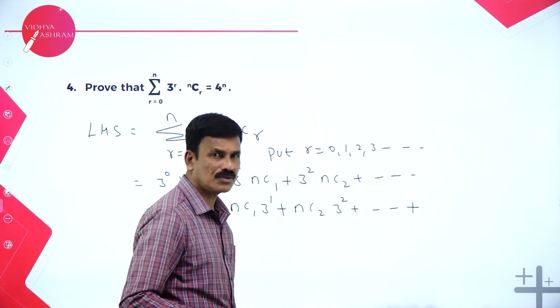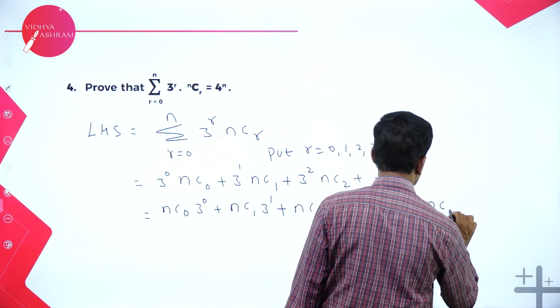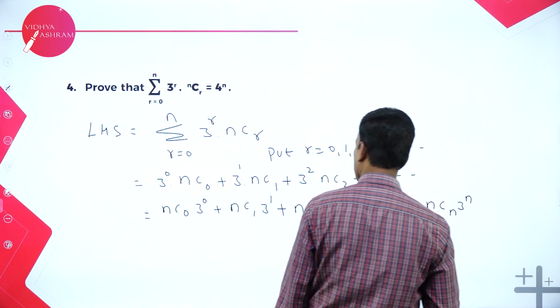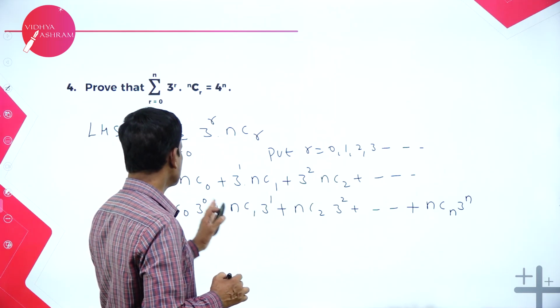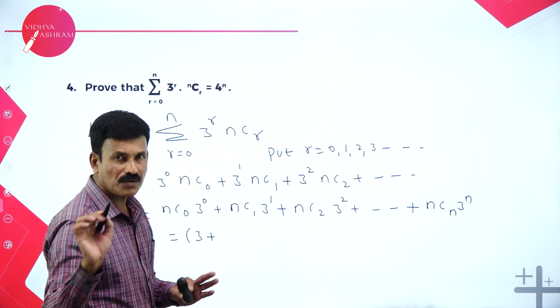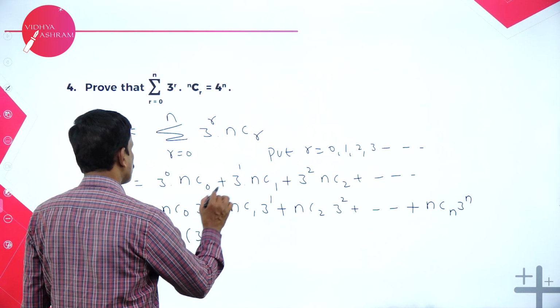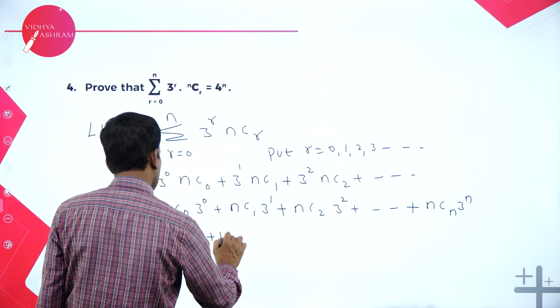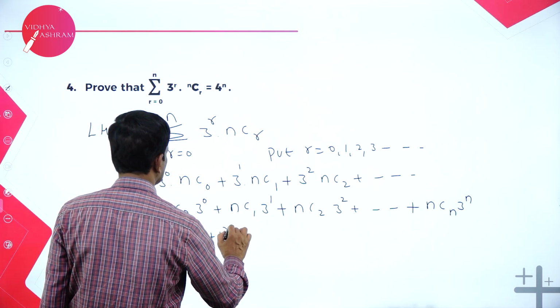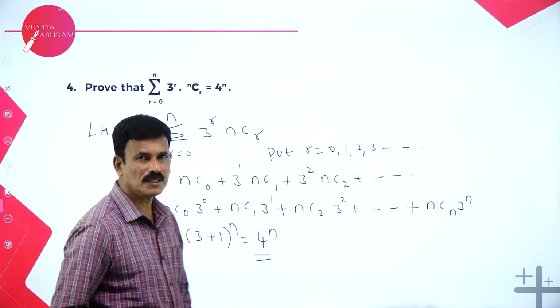What is the last term you are going to get? The last term is nCn 3^n. So 0, 1, 2 etc.: nC0, nC1, nC2 etc., nCn. If I observe carefully, this is of the form (x + a)^n, where x is equal to 3 and a is equal to 1, to the power of n. This is nothing but 4^n. That's it. Okay. Let me write.